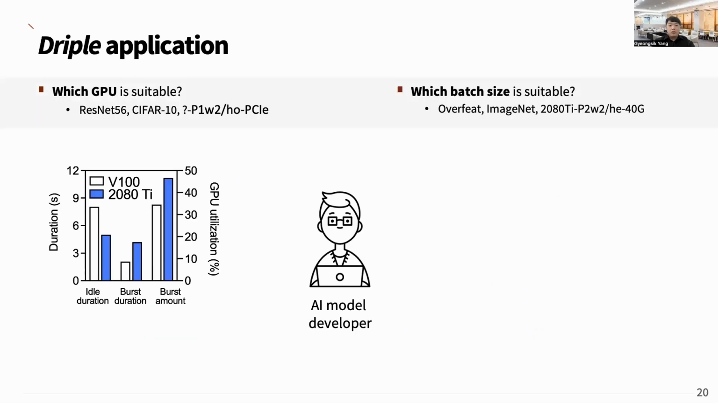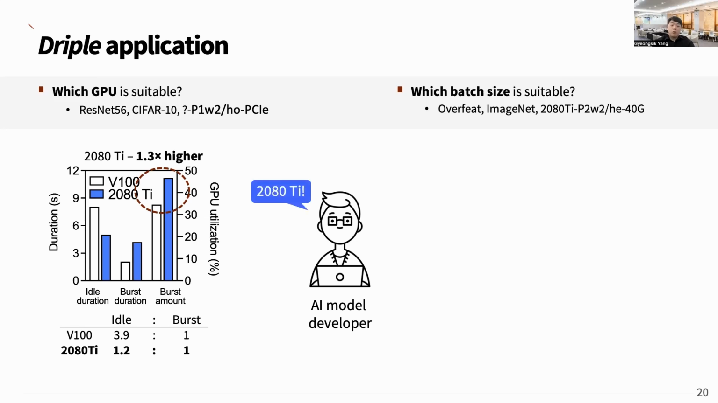Next, we show an example scenario where Dribble is used. Assume that an AI model developer tries to train a ResNet 56 model. If V100 and 2080 Ti GPUs are the candidates, the developer can use the prediction results of Dribble as follows. Dribble predicts 2080 Ti is 1.3 times more utilized than V100. Also, in terms of the duration, the idle duration is much shorter in 2080 Ti. So the developer can choose 2080 Ti because it is more utilized than V100 with lower cost.